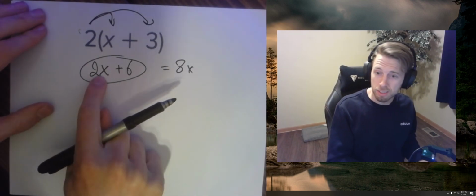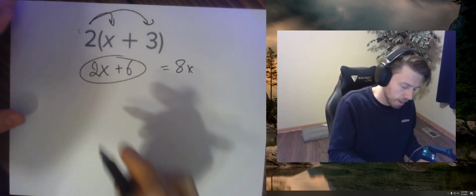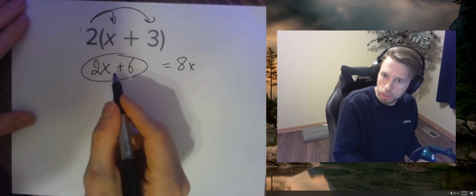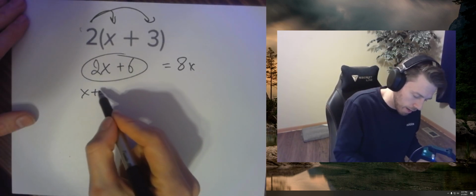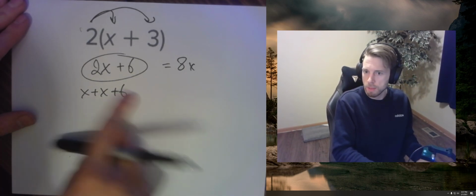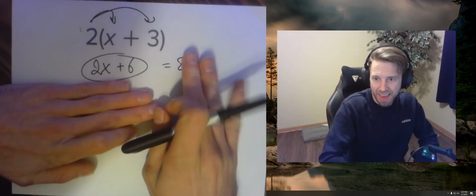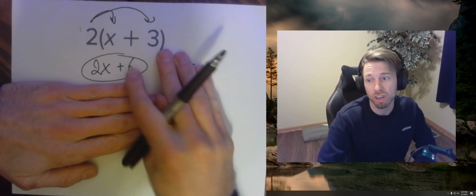2 times x is really, like, if I were to write this out, remember multiplication is repeated addition. This is really right here, if I were to really draw this out, this is really x plus x plus 6, right? Because 2x is just x plus x. And this does not equal 8x, right? That is as far as you can take it. You're done right there.